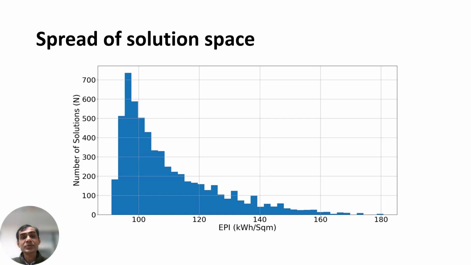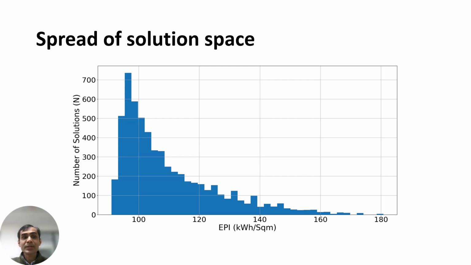Now the user would like to see the histogram, the spread of the solution space. So you can see this chart is a histogram of EPIs, that is energy performance index, in kilowatt hour per square meter per annum.